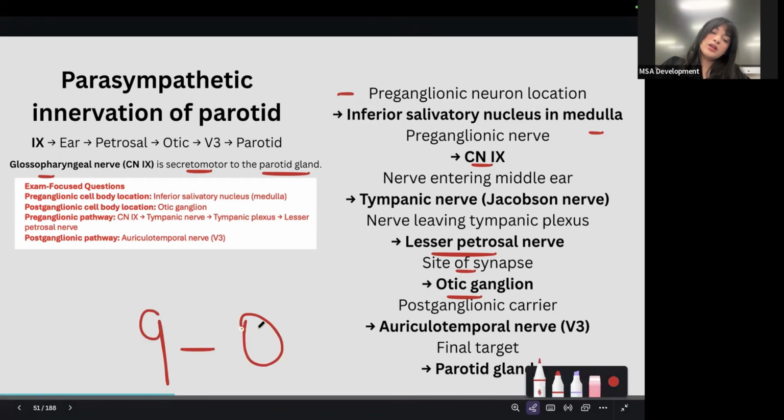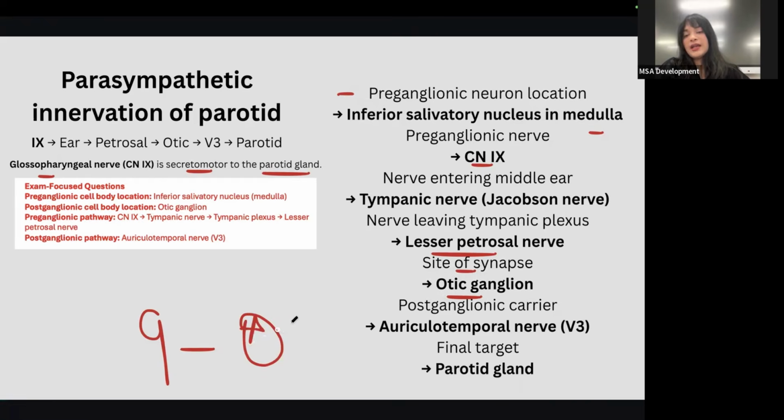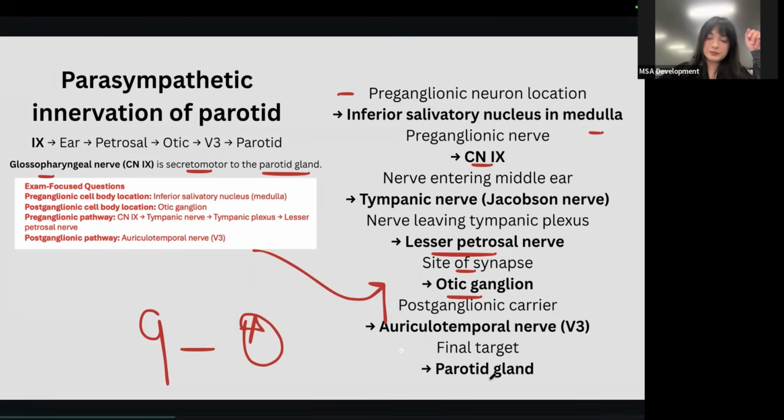It's like, what do I do now? Okay, how do I get to the parotid gland? It sees that the auriculotemporal nerve, which is a branch of V3, is already going to the parotid gland. So it's like, you know what, let me just go with the auriculotemporal nerve, right? So it just hitchhikes onto V3 and it goes to the parotid gland.